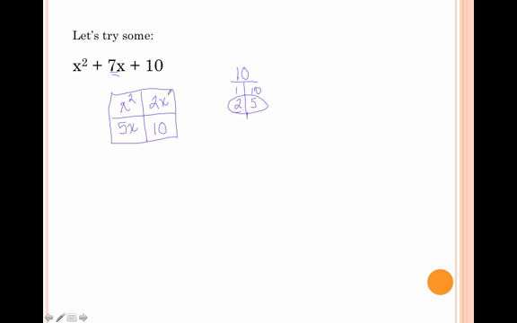So I can now factor out my greatest common factor. Going this direction, I've got an x. Going this direction, I've got a 5. This direction, I've got an x. And this direction, I have a 2. So I can see that my factors of x are x plus 2 and x plus 5. And these two will multiply together to give me x squared plus 7x plus 10.